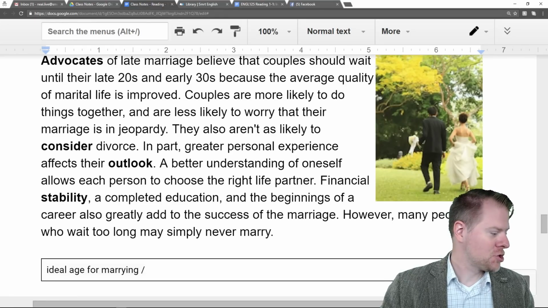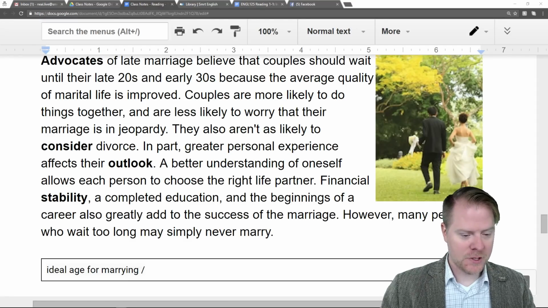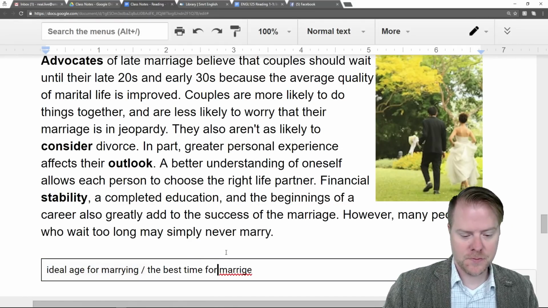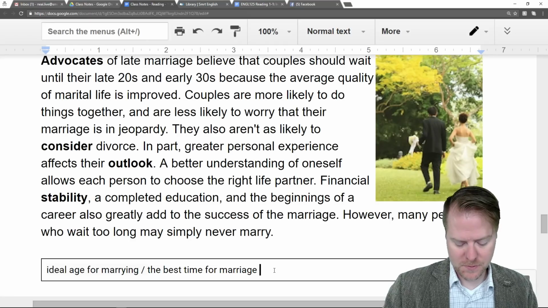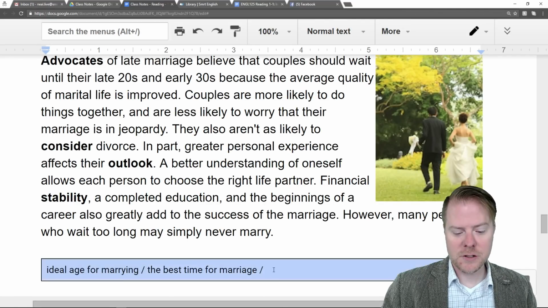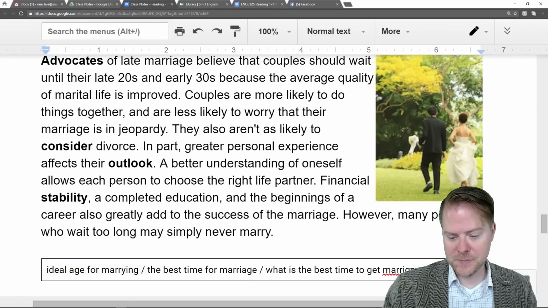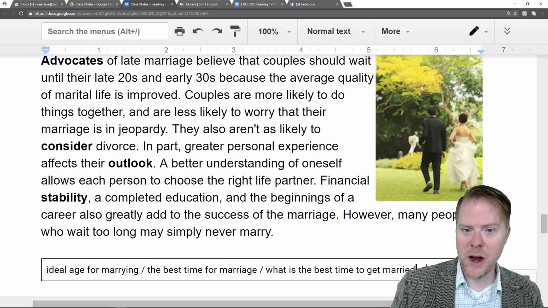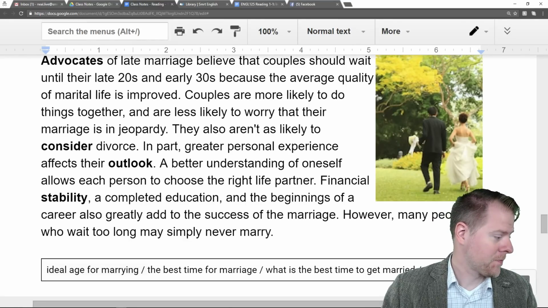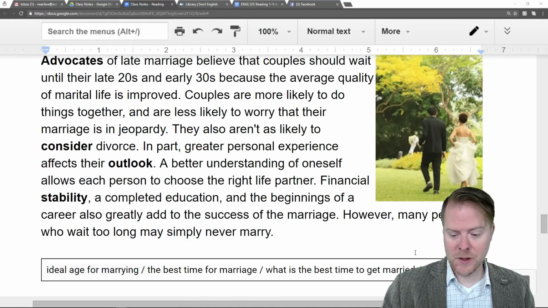Ideal age for marriage, the best time. And here we would say the best time for marriage. What is the best time to get married? So marriage is the noun form. Married is either the adjective or the verb form.